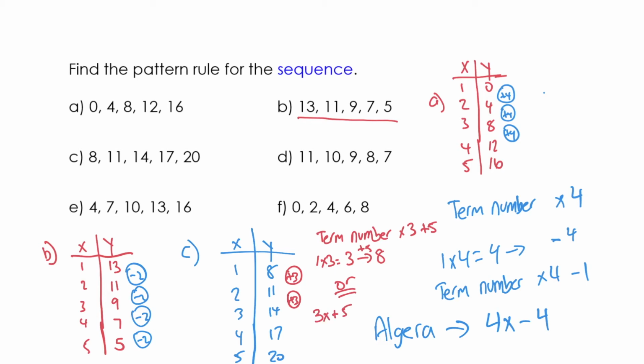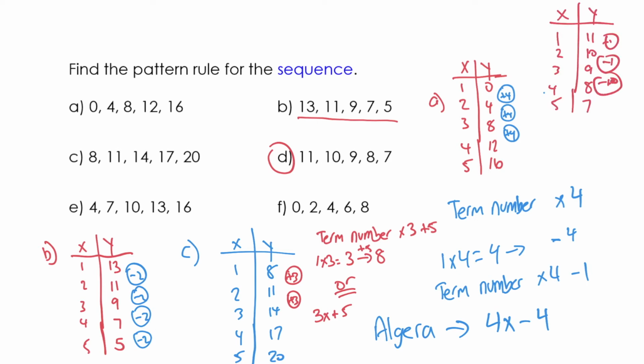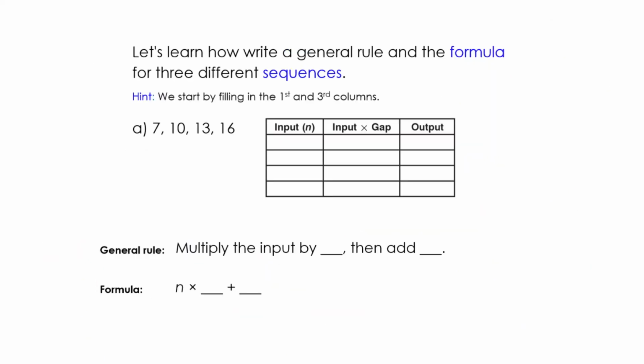If we were to do the subtraction one again, D, let's see what happens with D. You're subtracting 1 each time. For subtraction, this trick doesn't work. It only works for addition. Let's go on to the next slide.